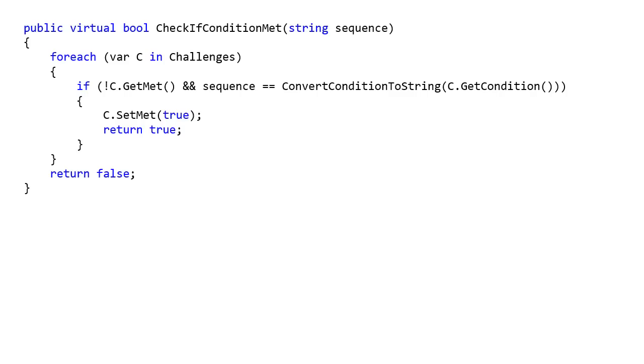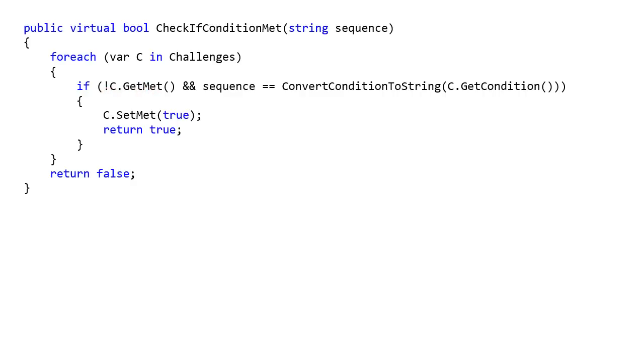This is a method we're talking about, check if condition met. It's in the lock class. So it's been passed this sequence, which is the string which defines the last cards in the sequence pile. The subroutine, as we can see, uses a for each, so it iterates through each of the challenges in the current lock. It calls get met on each of those challenges, which is returning a true or false value, which is stored in the met attribute. So it's actually checking if it's false. Okay, so if the challenge hasn't been met.